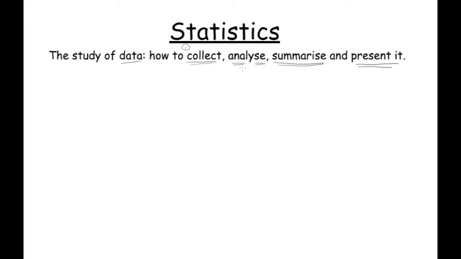So we collect it as the first step. We collect, and then we analyze, we see what it's telling us. And then we summarize it, we make it simpler, and we look at the key points. What are the key points? What's the main thing it's trying to tell us? And then we present it in a bar chart or in a diagram.